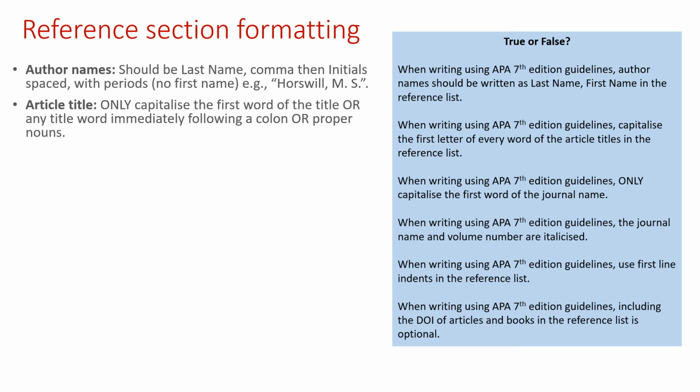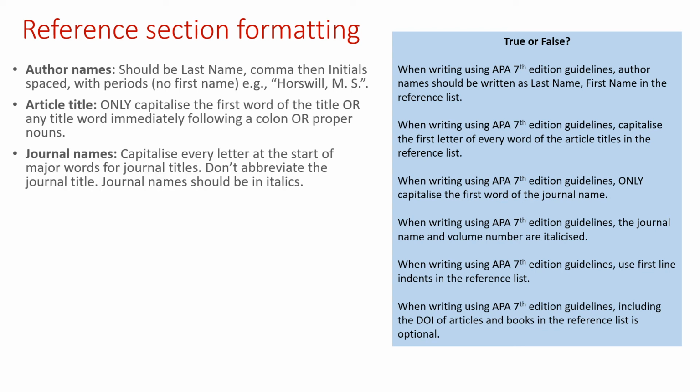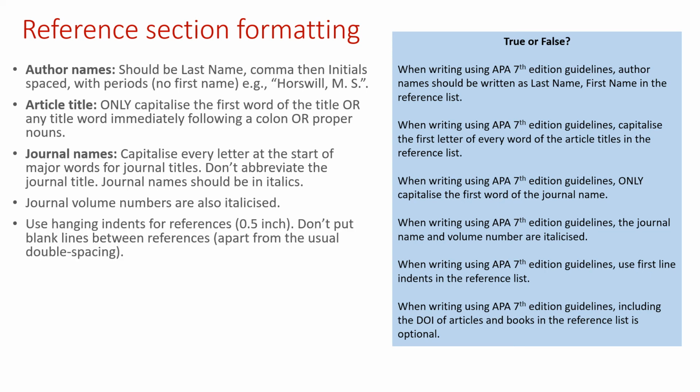When you put the article title, you only capitalize the very first word of the title, unless there's another word that is immediately following a colon, or unless there's a proper noun in there. For journal names, you capitalize the first letter of major words. Don't abbreviate the journal title, which is what they do in other formats, but not in APA 7th. Your journal name should be all in italics. The volume number of the journal should also be in italics.